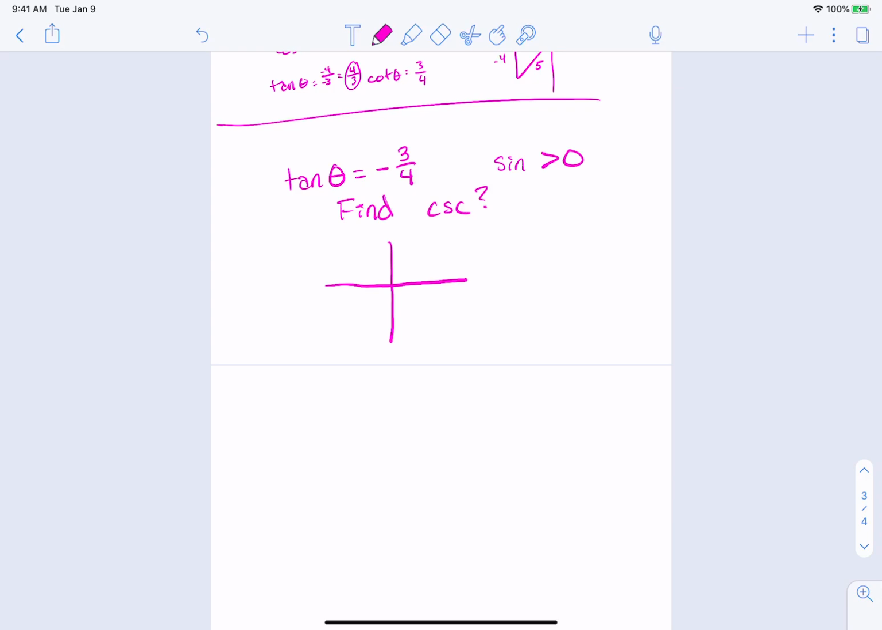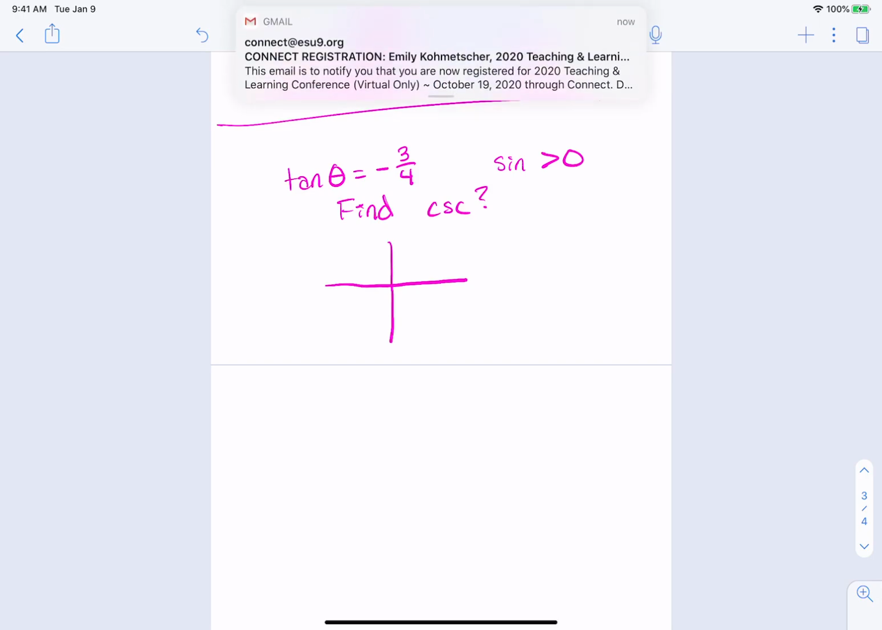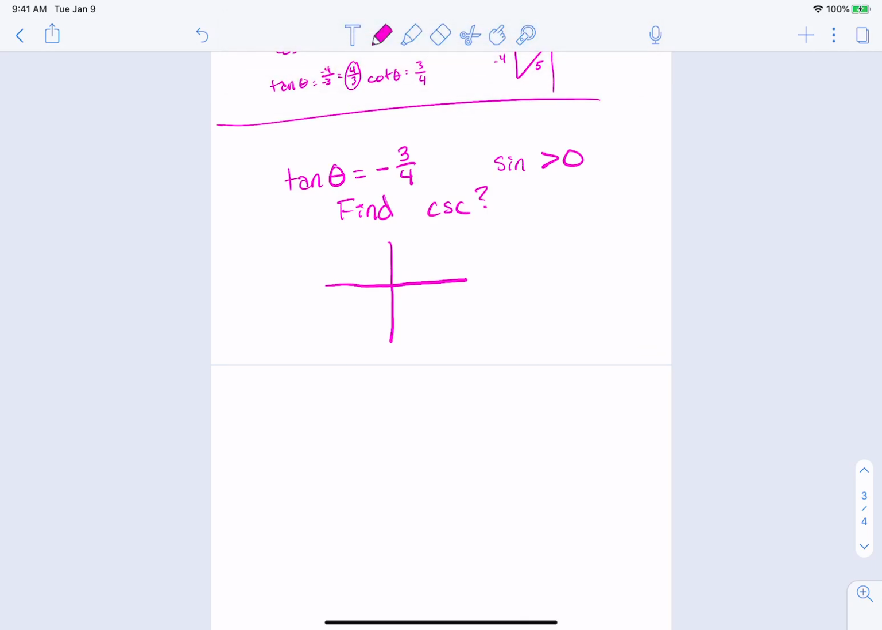So let's talk about tangent. It's not a connected problem. I'm just using the same numbers again because 3 and 4 are nice numbers. So tangent is -3/4. I could have the 3 be negative and the 4 be positive, or the 3 be positive and the 4 be negative. So I have to decide which one it is.